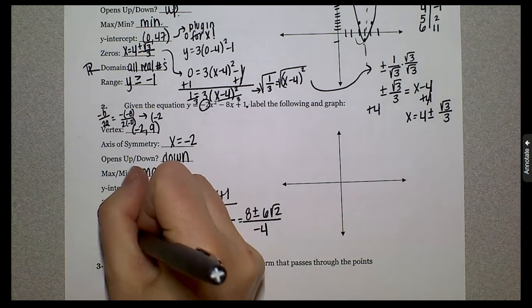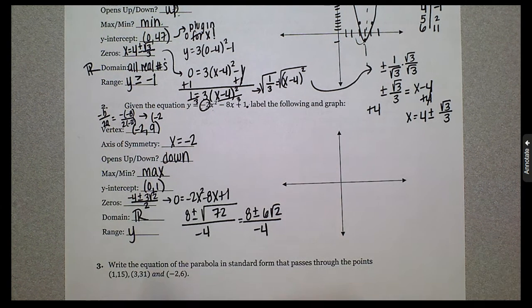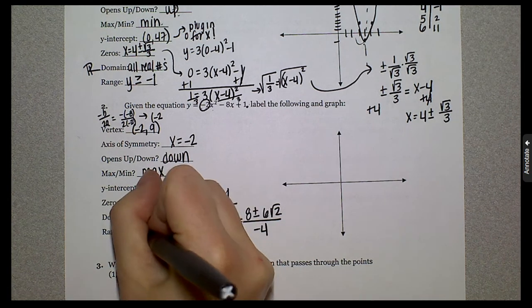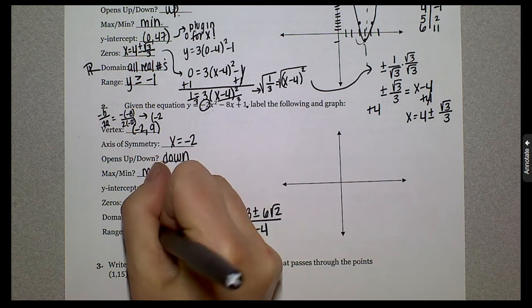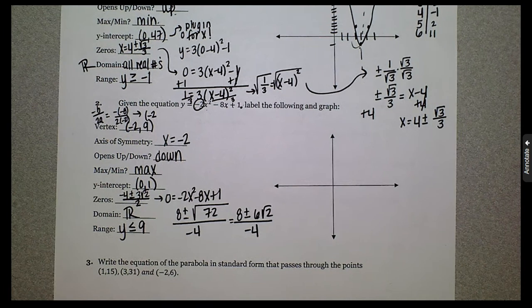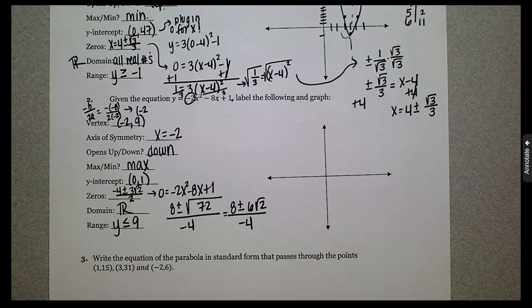And then the range is Y. Since it's opening down and we have a maximum, everything is below the maximum, so it would be less than or equal to, and that's the Y from your vertex. So without actually graphing anything, we can answer a lot of questions, but now we actually want the graph.